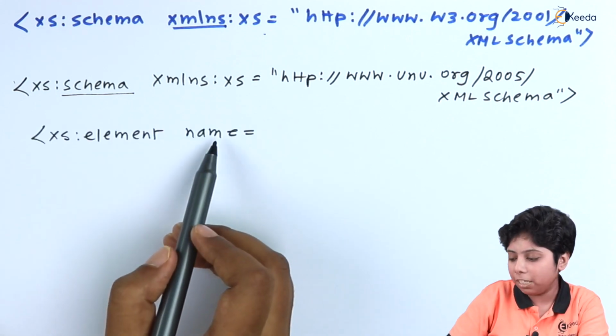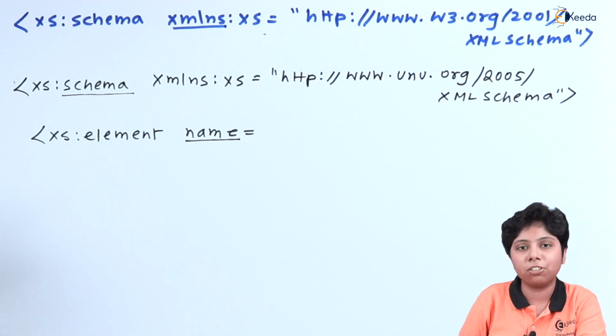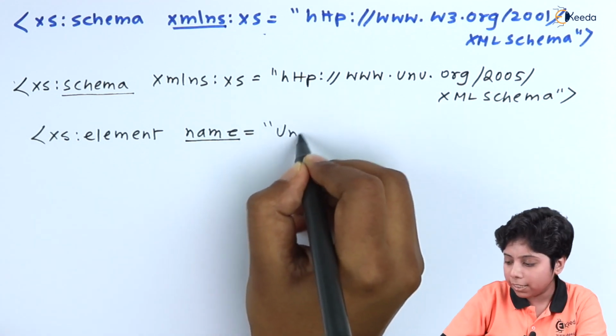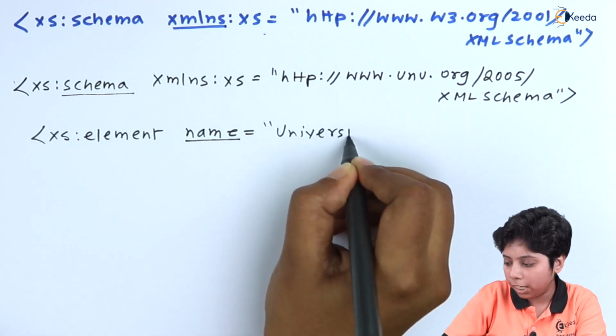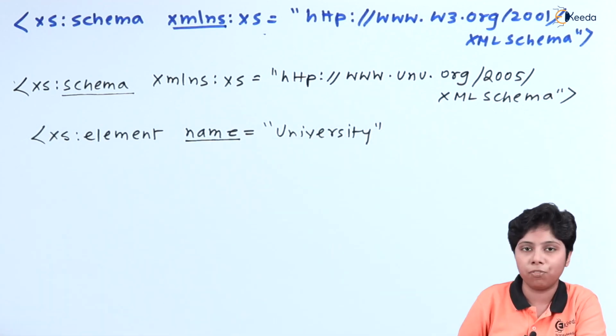Now the name of the element should be given with the attribute name that is part of the schema. We need not define it explicitly on a user-defined basis. But the value that is given to the attribute name should be given by the user. Here it is university.